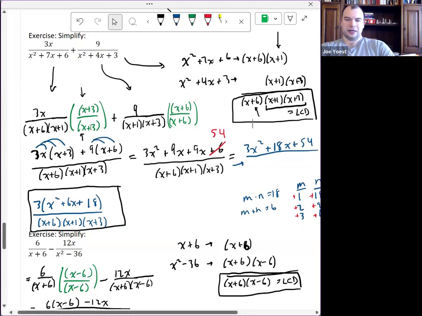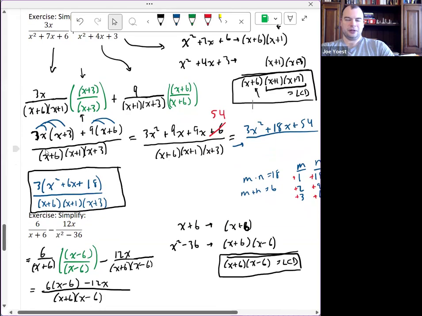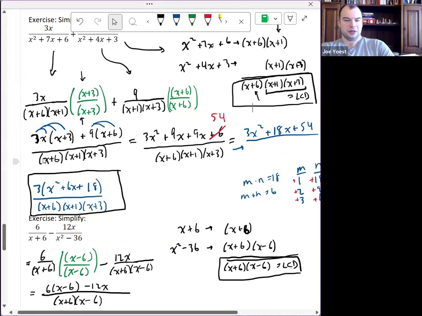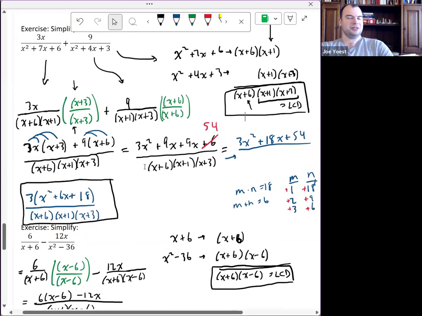We can combine these together now that we have an LCD. We have everything over our common denominator. So our denominator is x plus 6 times x plus 1 times x plus 3, and our numerator is going to be 3x times x plus 3 plus 9 times x plus 6. And be careful when multiplying this out. Somebody caught that I had made an arithmetic error, so good eye there. Thank you for letting me know, and I came back and fixed it. So we have 3x squared plus 3x times 3 is plus 9x, and then plus 9x, and plus 9 times 6 is 54.